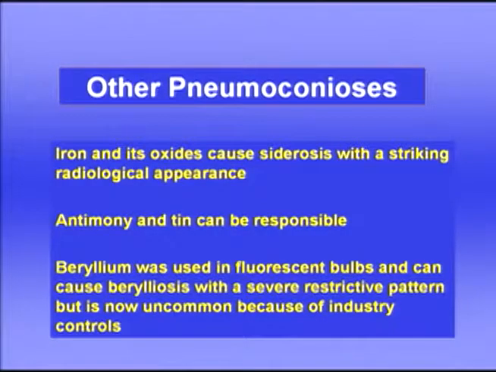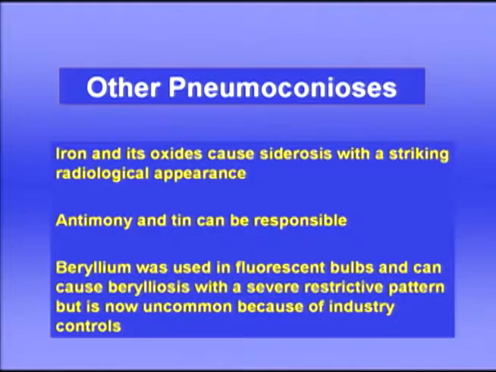Now let's just say a word or two about other pneumoconioses. Iron and its oxides cause a thing called siderosis that I'm not going to talk about in detail, except to say that it's got a very striking radiological appearance. The radiograph shows these very, very black marks on it because the iron absorbs the X-rays, of course, and so you get these tremendous markings on the X-ray. I say black. With the normal radiograph, they show up as white, but I mean they absorb the X-rays, of course.